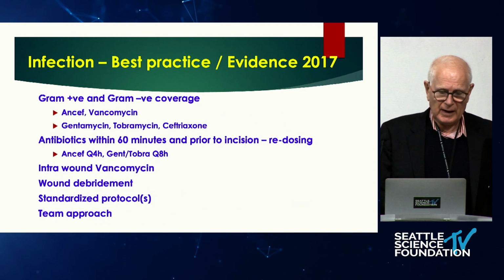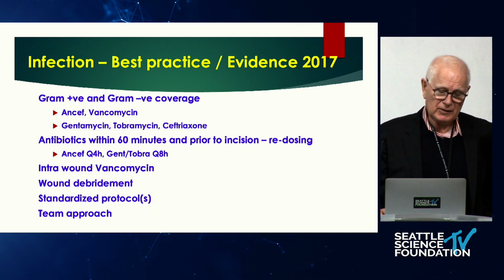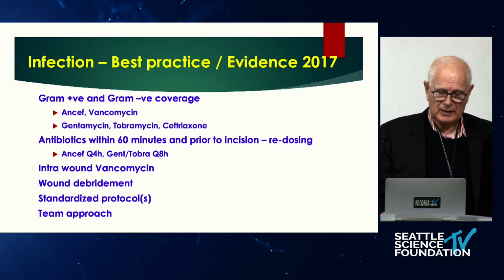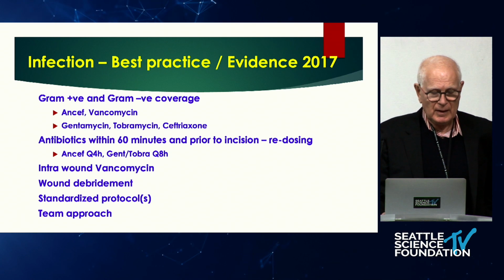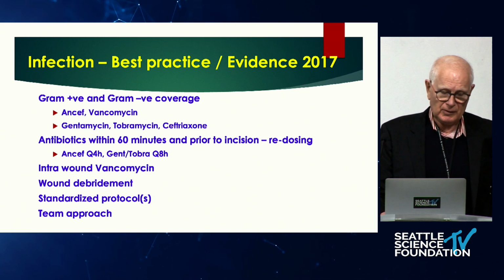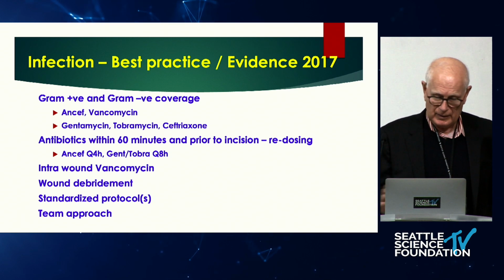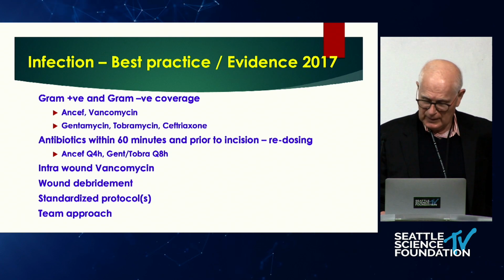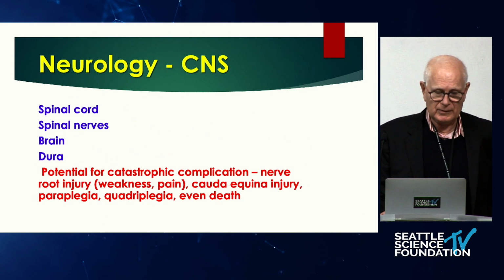So what's the best practice evidence at 2017? Certainly gram-positive and gram-negative coverage for the neuromuscular kids, antibiotics within 60 minutes of prior incision or redosing. You have intra-wound vancomycin, and at the end of the procedure, wound debridement and a standardized protocol for closure of the wound. And there's some good evidence that the team approach also helps.